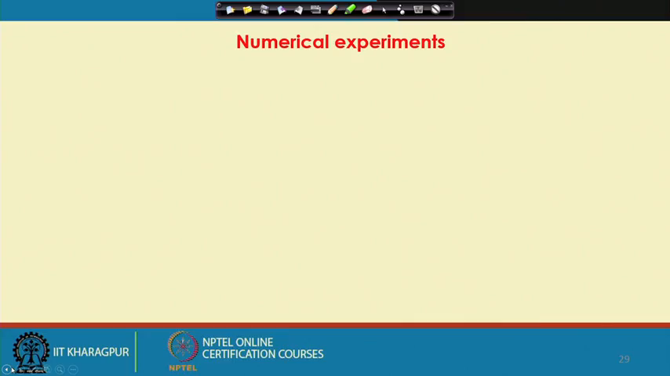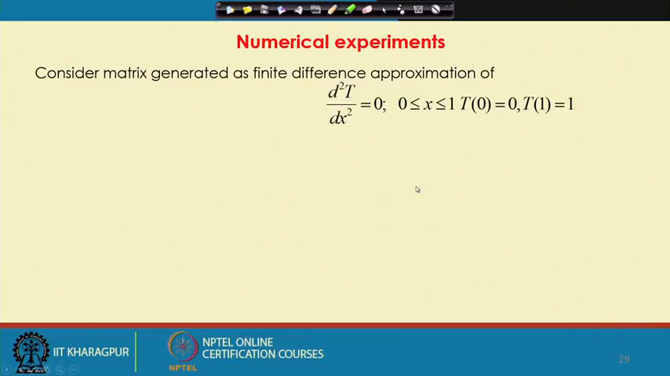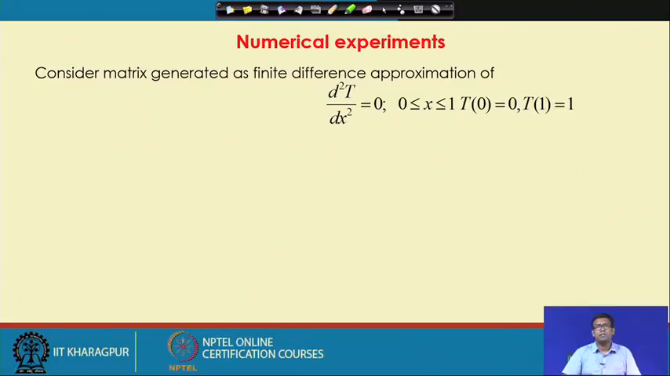For these numerical experiments, we have chosen a particular matrix, which is generated as the finite difference approximation of d²T/dx² = 0. We have discussed how to convert a differential equation into a matrix equation, and exactly that has been done here. For x from 0 to 1, the boundary conditions are T = 0 at x = 0 and T = 1 at x = 1. This will essentially give a tridiagonal system. We varied the number of intervals, got a larger number of points and larger matrix systems. So, a tridiagonal matrix is obtained.